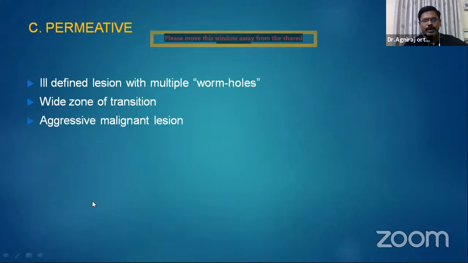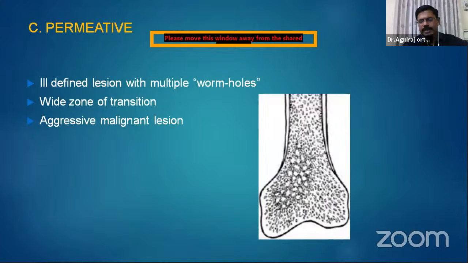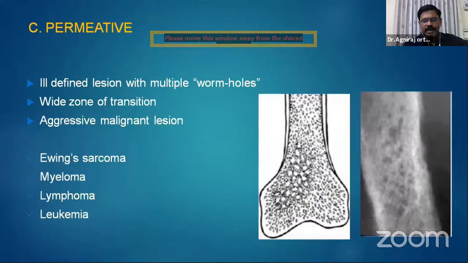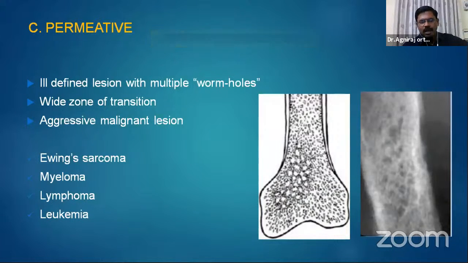So next, coming to permeative. Permeative means it is a higher rate of malignancy. The borders are very, very ill-defined, with a wide zone of transition. So it is an aggressive malignant lesion. The lesion will be like this. This is a case of Ewing sarcoma. The differential diagnosis is the same. Round cell lesions, marrow tumors, are highly malignant bone tumors: Ewing sarcoma, myeloma, lymphoma, and leukemia.